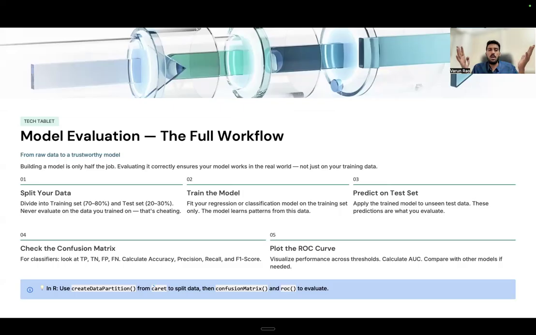Now, no matter whatever model you're working on, generally, how do you work on it? The first thing that you do, even before you split your data, is to understand your problem statement, right? You understand your problem statement.